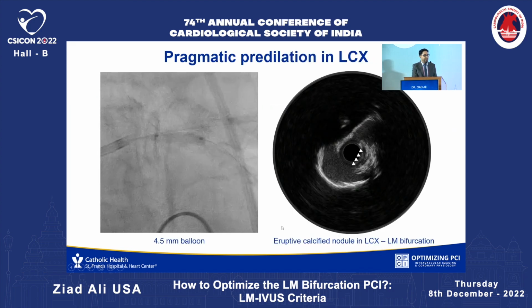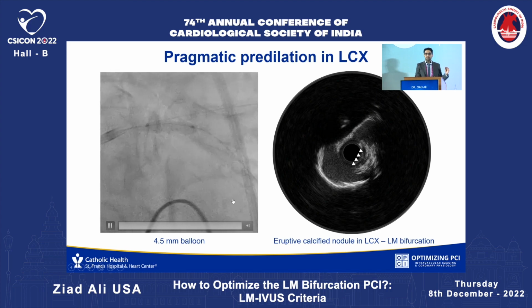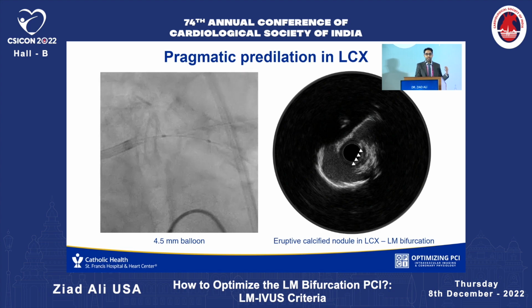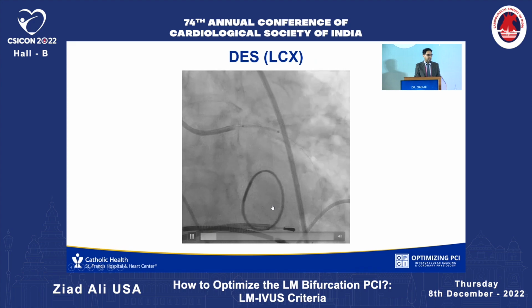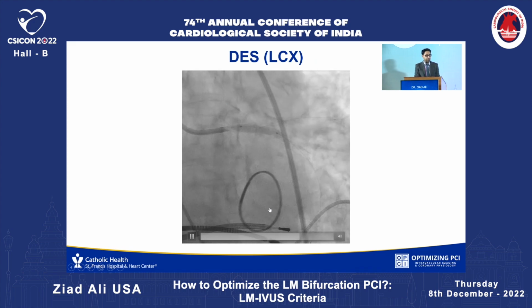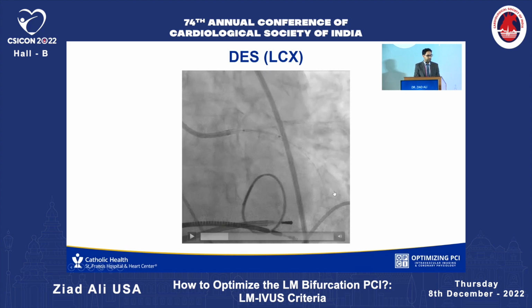Now here's pragmatic predilation. An eruptive calcified nodule we can test, because we know the eruptive nodule will get pushed out of the way with the balloon. Most people would have seen this eruptive nodule and started to do rotablation. We now know, because of the IVUS, that we saw an eruptive nodule instead of a protruding nodule, so pragmatic predilation pushes the nodule completely out of the way. And as a result, this then becomes very straightforward. Instead of doing advanced lesion preparation, because we had a low calcium score, it is simply placing a stent.